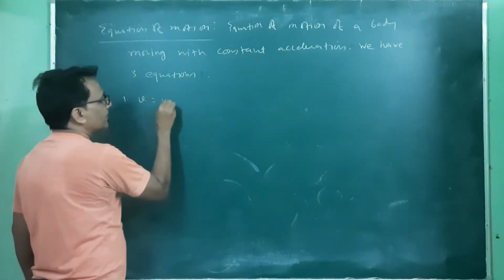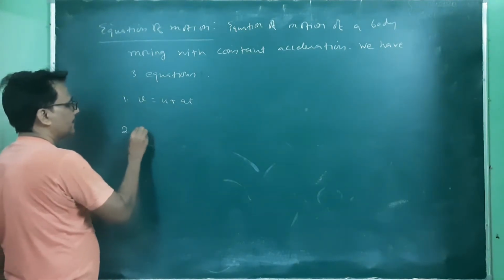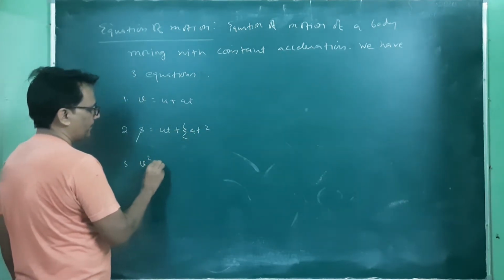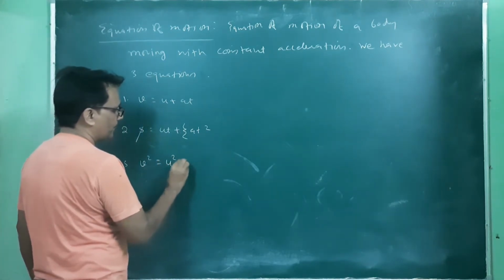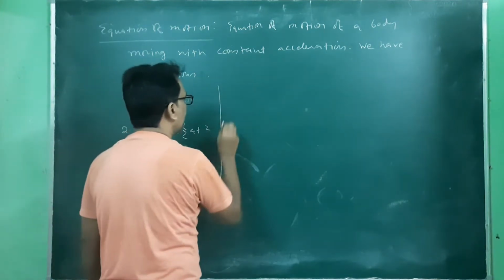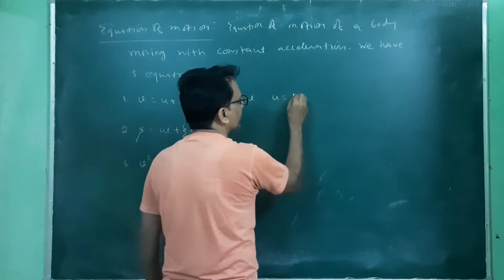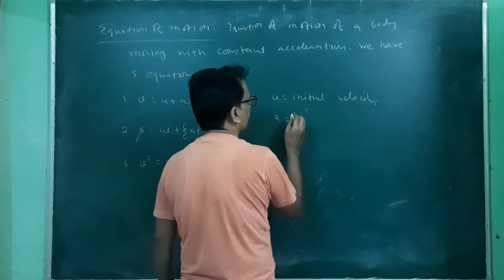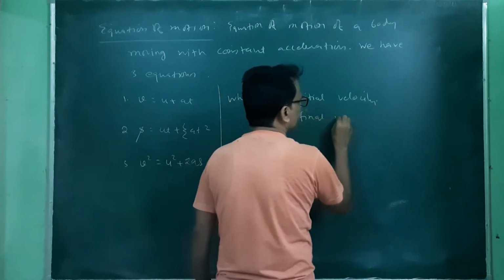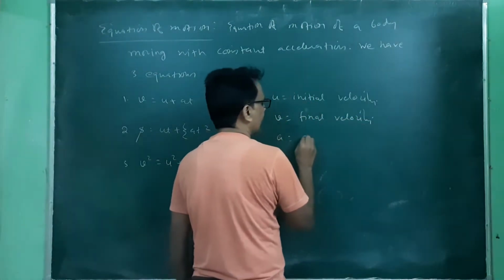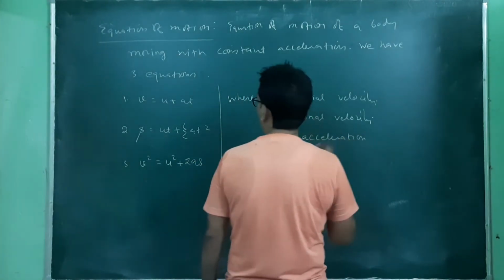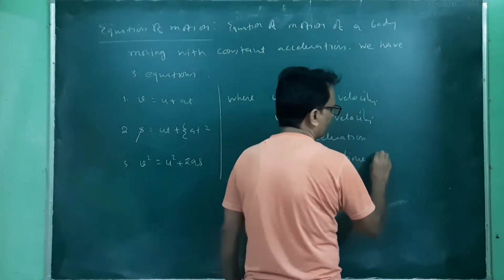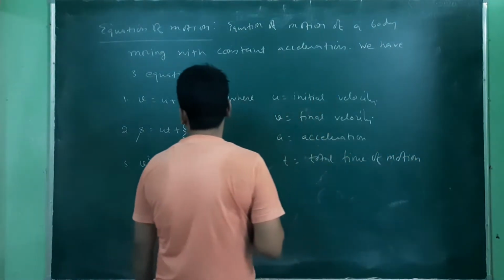First one is v equals u plus at, and second is s equals ut plus half at square, and third is v square minus u square, or v square equals u square plus 2as, where u is initial velocity, v is final velocity, a is acceleration, t is total time of motion, or any specific time.